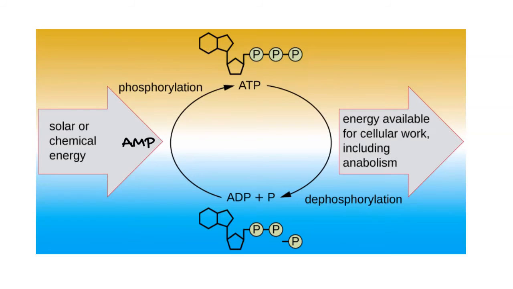Recall that we know about two types of reactions, endergonic and exergonic. When AMP is being phosphorylated or adding phosphate groups to become ATP, this requires energy. What kind of reaction is that, endergonic or exergonic? When ATP is dephosphorylated to become ADP and AMP, energy is released. What kind of reaction is that? When AMP is phosphorylated to become ATP, this is an endergonic reaction. When ATP is dephosphorylated to become ADP and AMP, these are exergonic reactions.